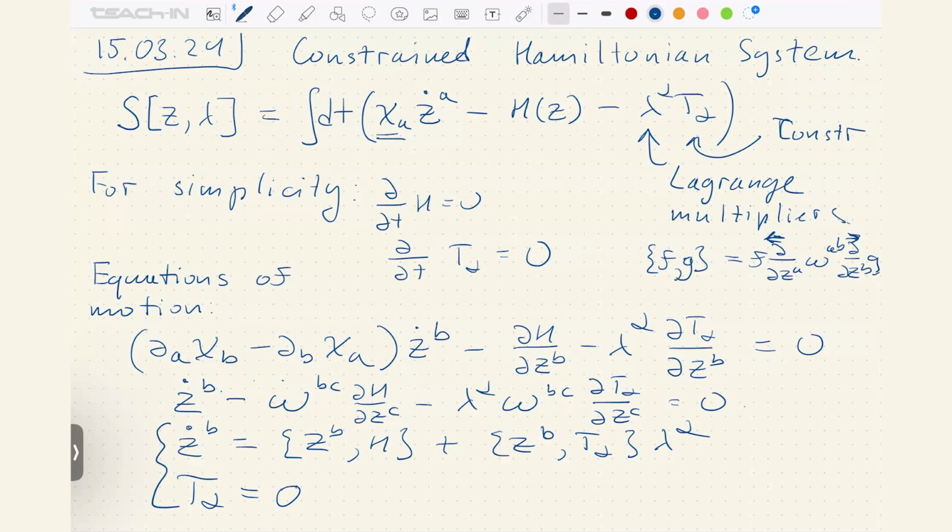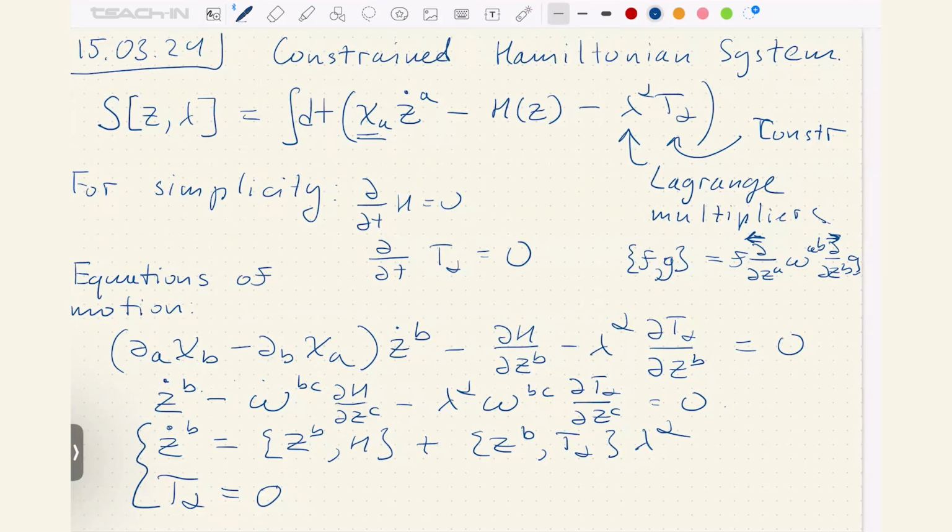They are first order, and they can be considered as a generalization of the usual Hamiltonian equations because they include the constraint equation. This explains the name, right? Because it's like a constraint on our trajectory. So all trajectories should belong to the surface where T alpha equals zero. So the geometric picture should look like this.